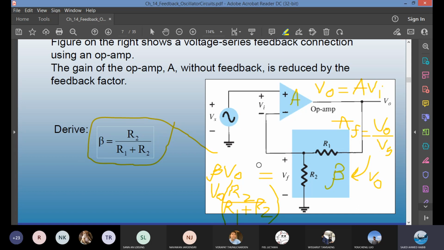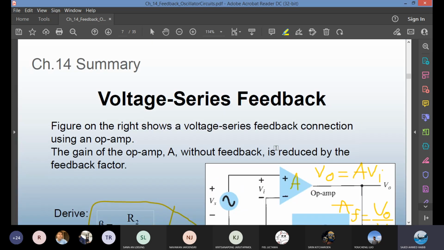So did you get this part? Any questions about this one? Okay. So well, Vi maybe. Yes, so Vi is equal to Vs minus Vf, right? Vi equals Vs minus Vf. The input voltage is the signal voltage minus the feedback voltage. This is the negative feedback.